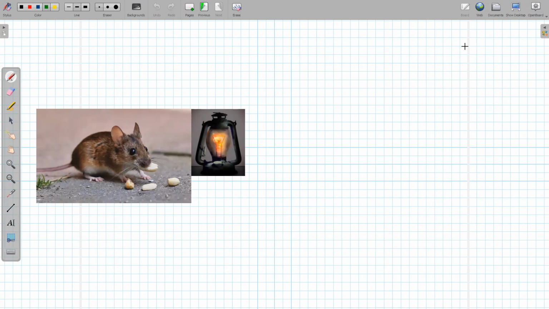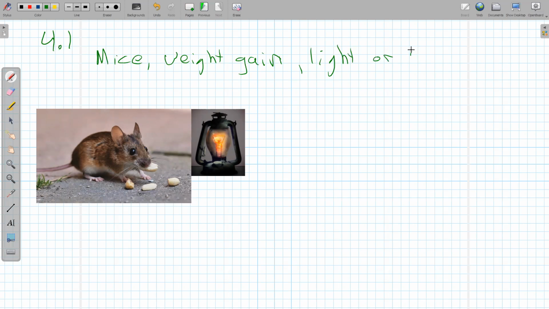So in the beginning of section 4.1, Intro to Hypothesis Test, they have this study of mice weight gain sleeping in the dark or sleeping in the light. So mice weight gain, light or dark.